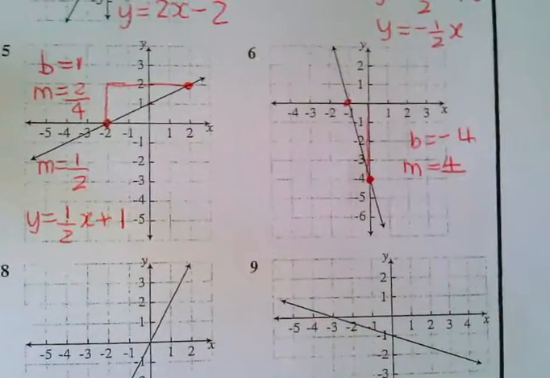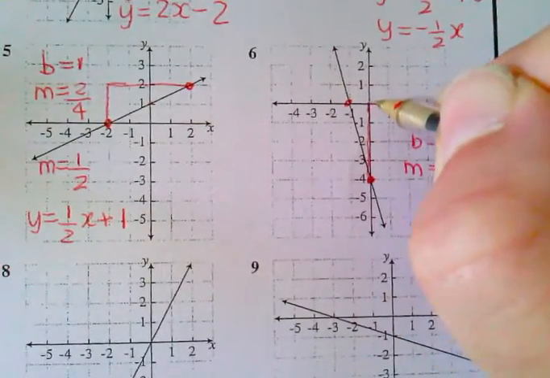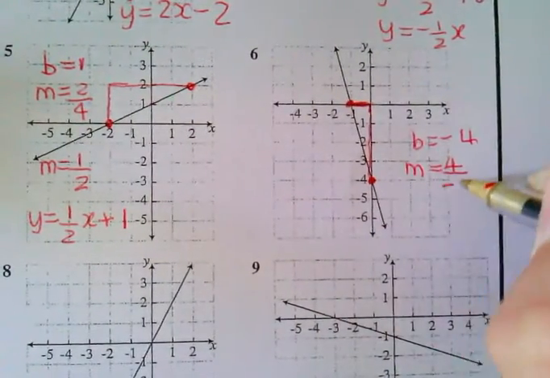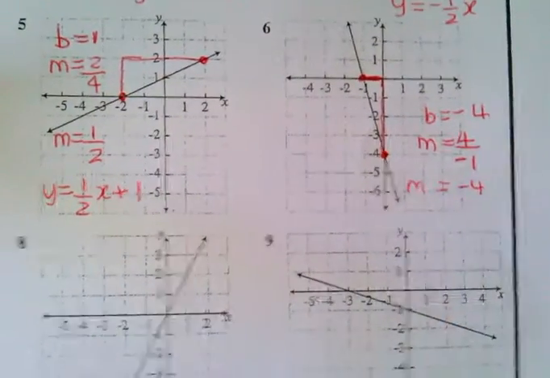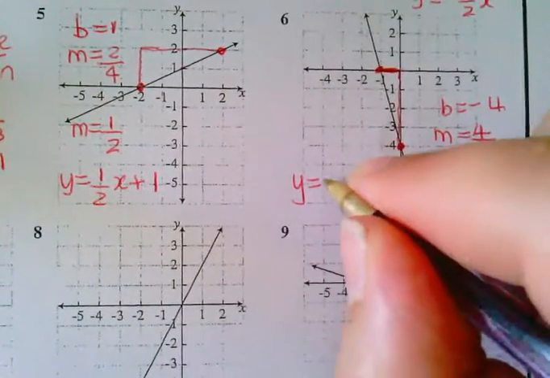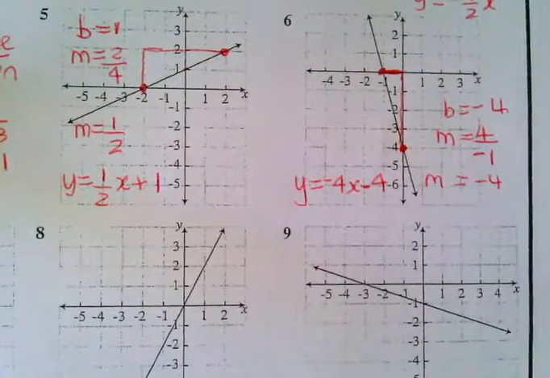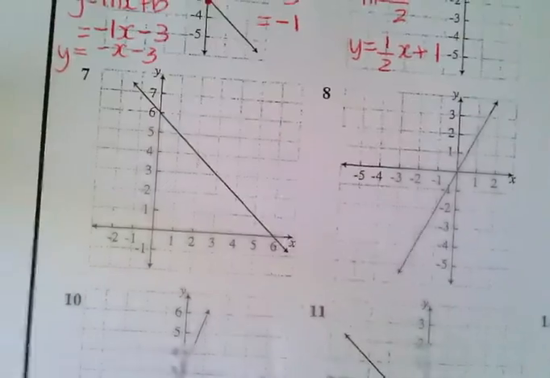See, if you rise, it's always positive, okay? But now, am I running forwards or backwards? If I run forwards, I go this way. No, I have to run back 1 square. So it's running backwards negative 1. So 4 divided by negative 1 is negative 4. So therefore, the equation of my line, y equals mx plus b, it's negative 4x, and my b is negative 4. So negative 4x minus 4. Okay, so if you could please complete these others, 7, 8, 9, 10, 11, 12 on your own for homework.